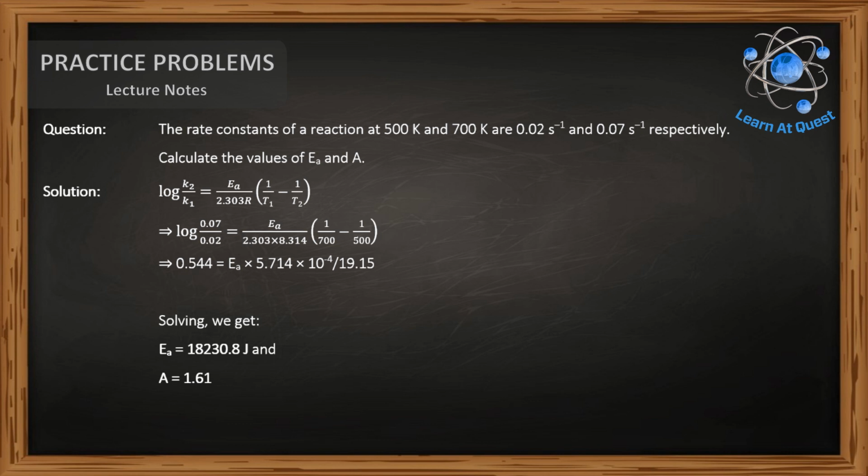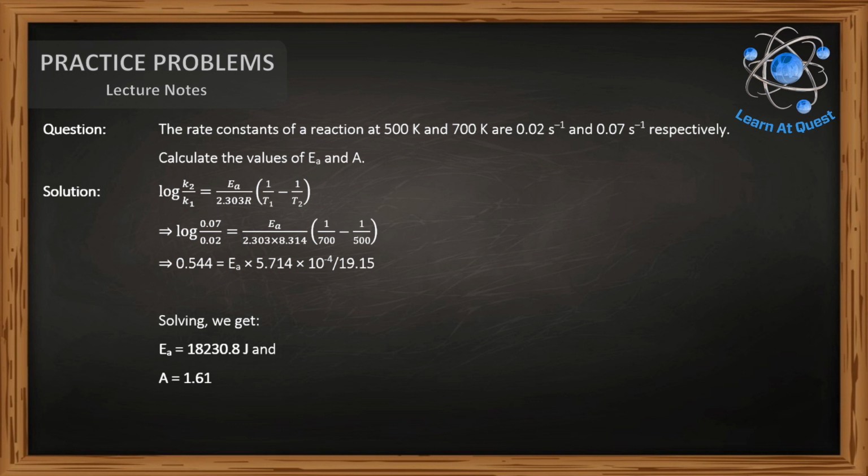Now from this equation, making EA as the subject, we get the value of activation energy EA equal to 18,230.8 joules. So hence the activation energy for the reaction is 18,230.8 joules.